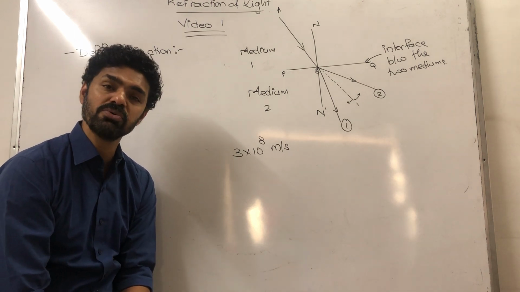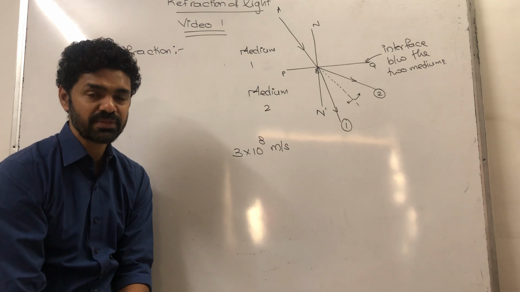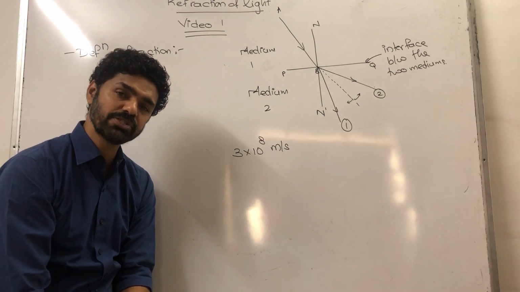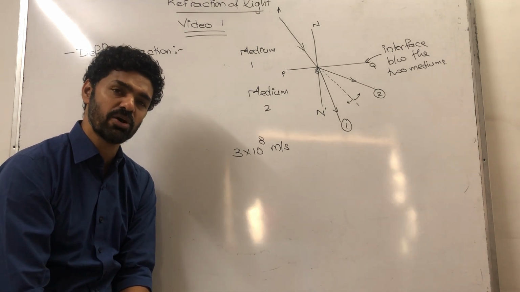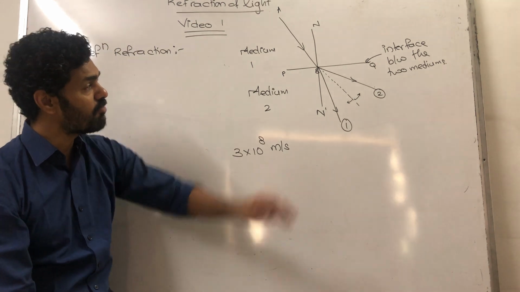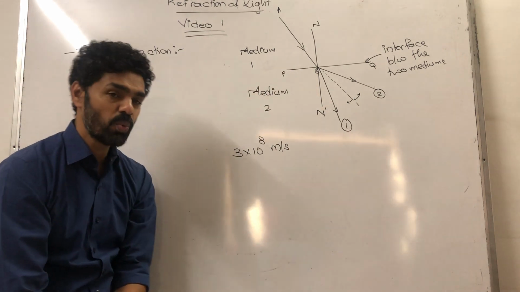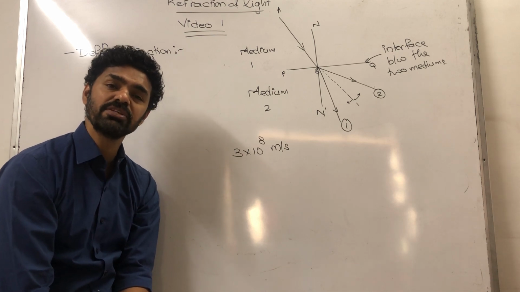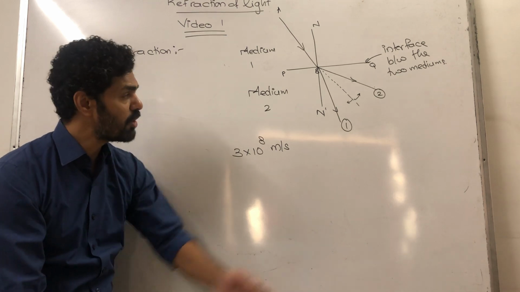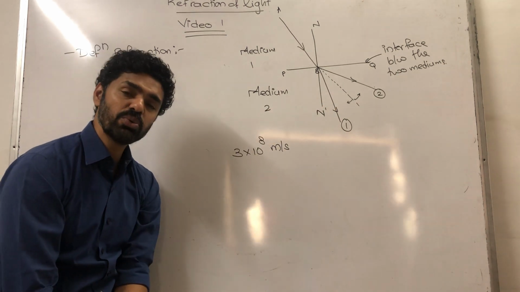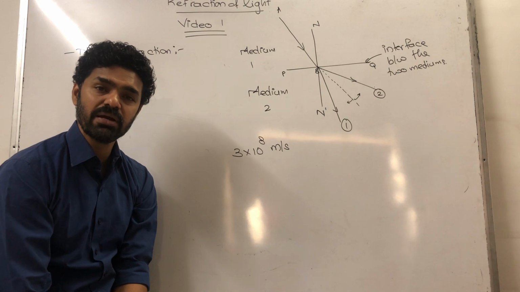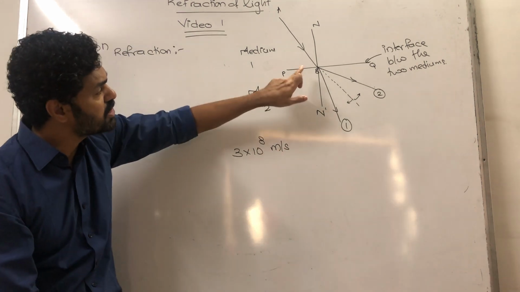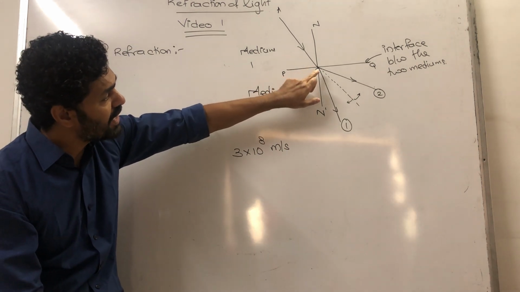Hence we observe refraction. So what is refraction? Refraction is the phenomenon of bending of light when it travels from one medium to another. Why does light bend? Because light has different speed in different medium. So now when it bends, it would either bend towards the normal or bend away from the normal. Now in this figure, where does refraction take place?